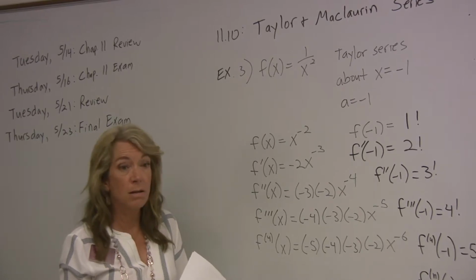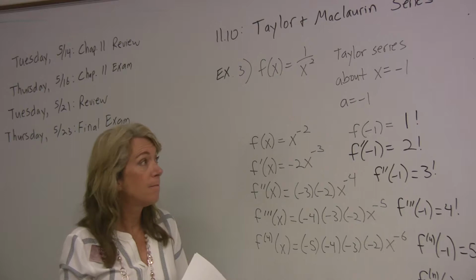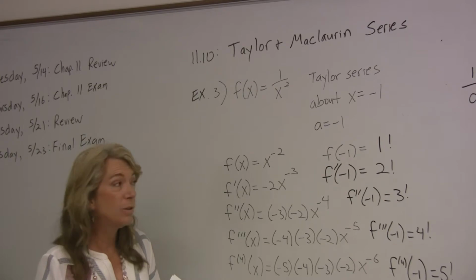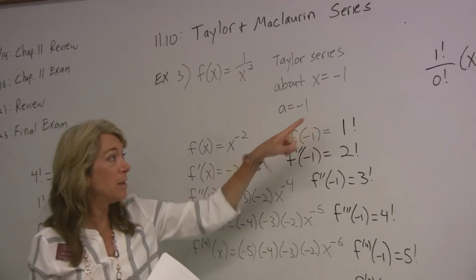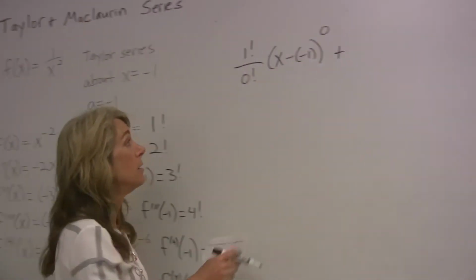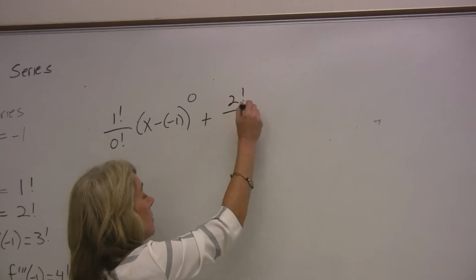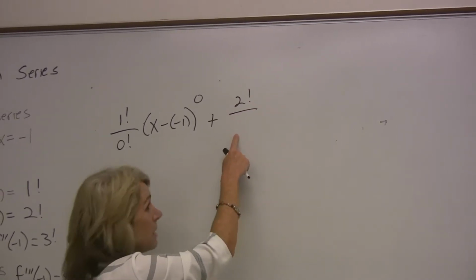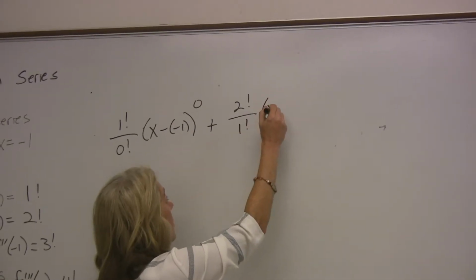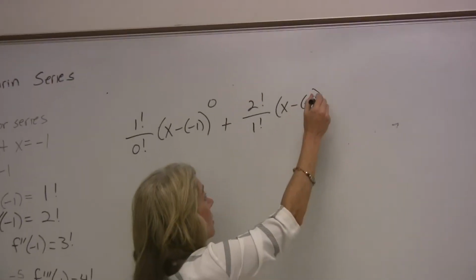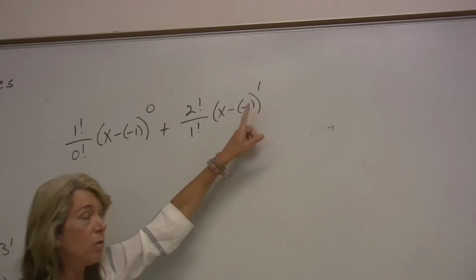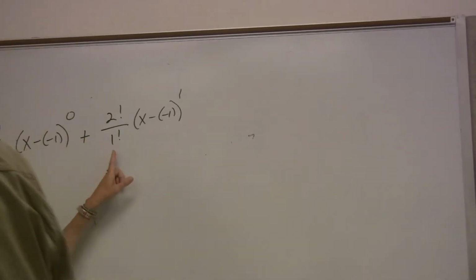So what's the next one going to be then? Oh, someone said 2 factorial. So we started with n equals 0, so we took the 0th derivative, right? Now we're on the first derivative, which is 2 factorial. So 2 factorial. What goes down here? 1 factorial. Times x minus negative 1 to the 1. This factorial down here and this exponent up here never change. You always start at 0, then you go to 1.